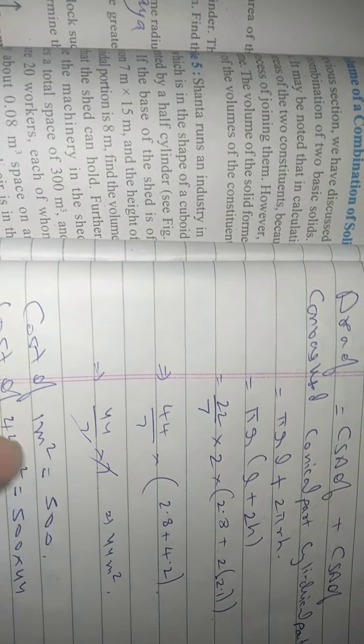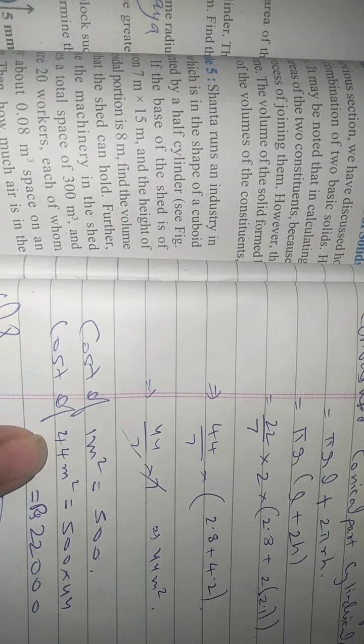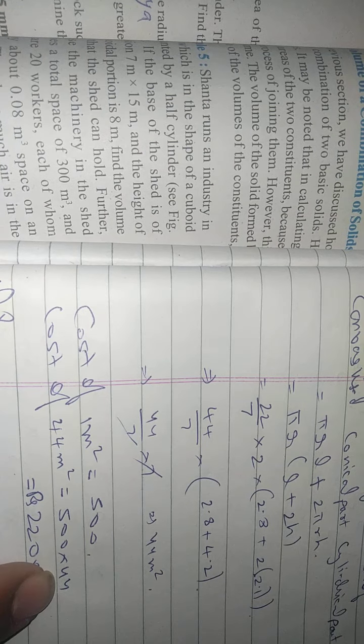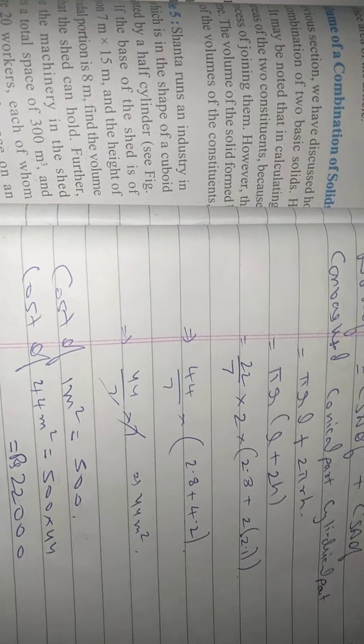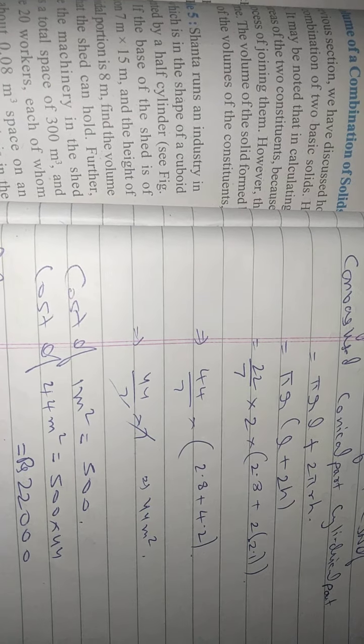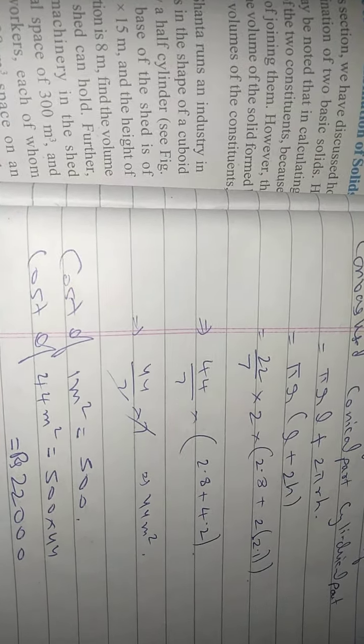Clear? Now the cost of 1 meter square is given 500. So the cost of 44 meter square is 500 into 44. So 22,000 rupees is the answer. Clear? Now next question. Now question number 8.